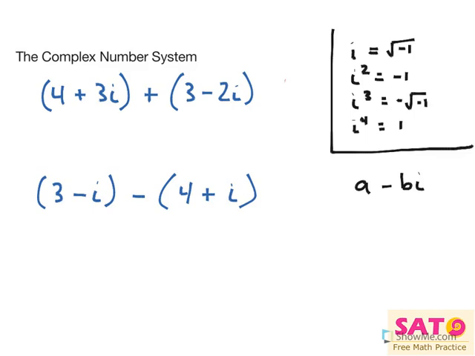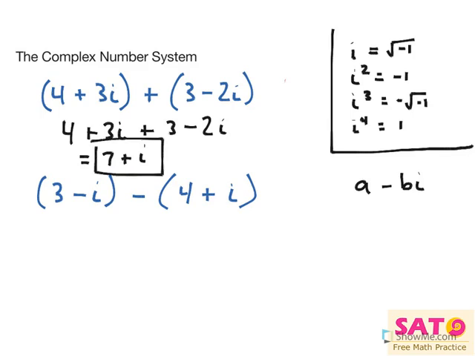So we would have (4 plus 3i) plus (3 minus 2i). We can just remove the parentheses here and get 4 plus 3i plus 3 minus 2i. Combine like terms, because you cannot combine a real and an imaginary number, and we would get 7 plus i. And that would be our final answer. Make sure it's always in this form too, because that is the proper syntax.